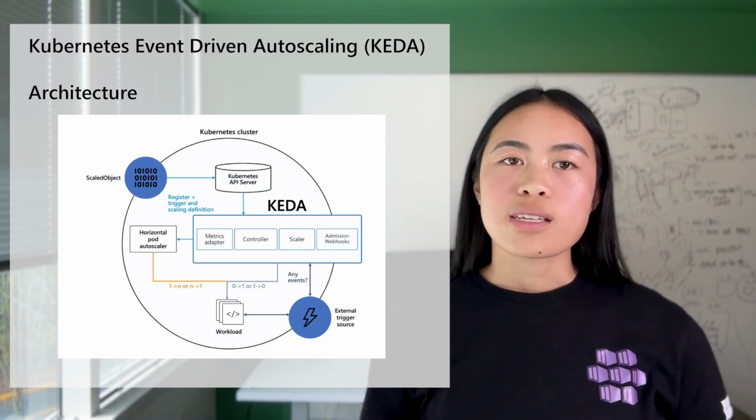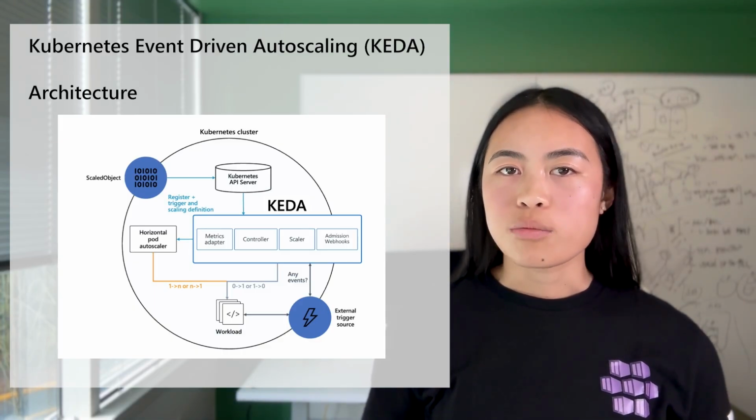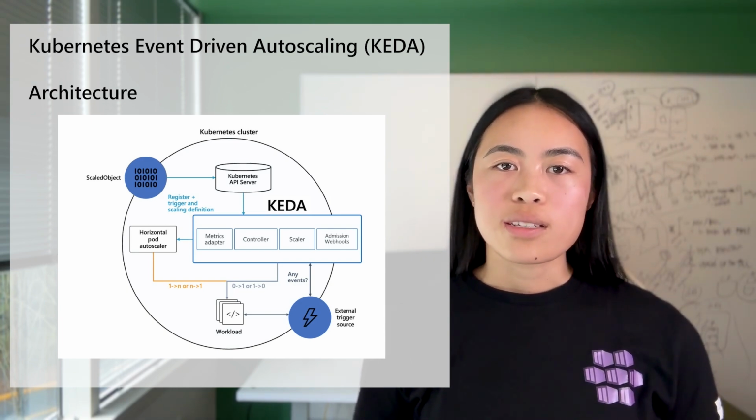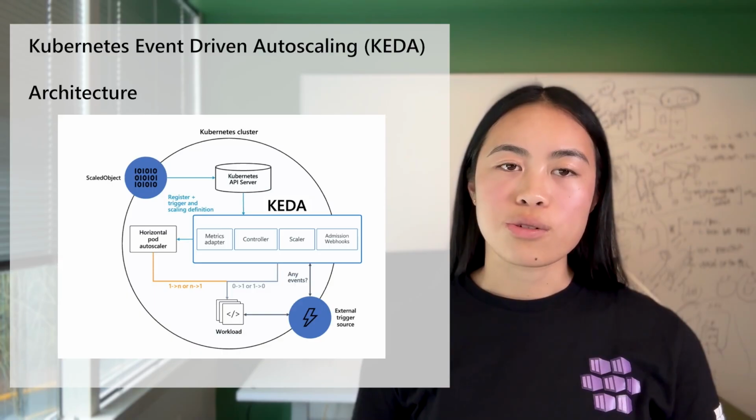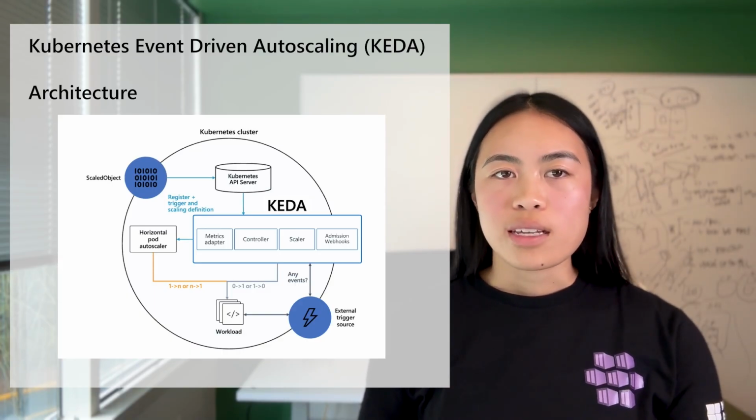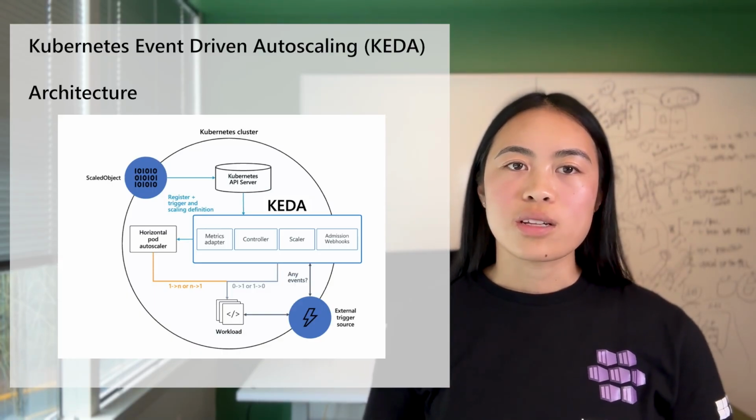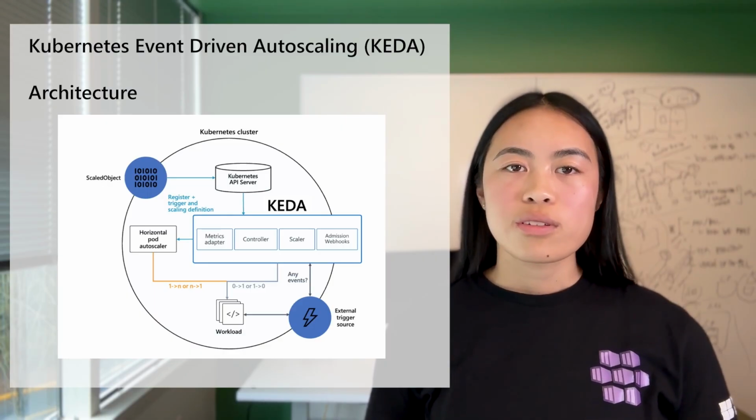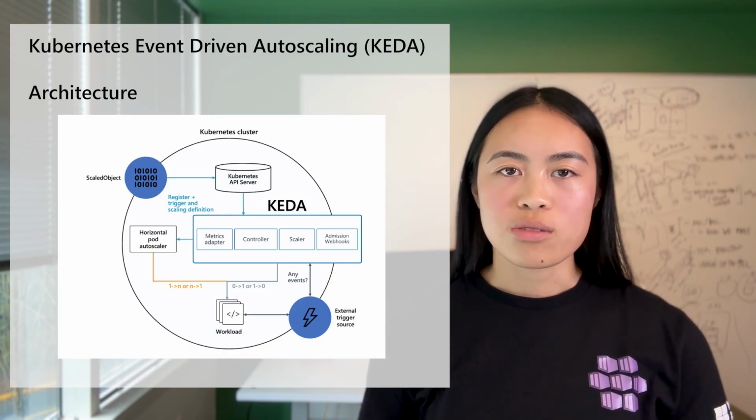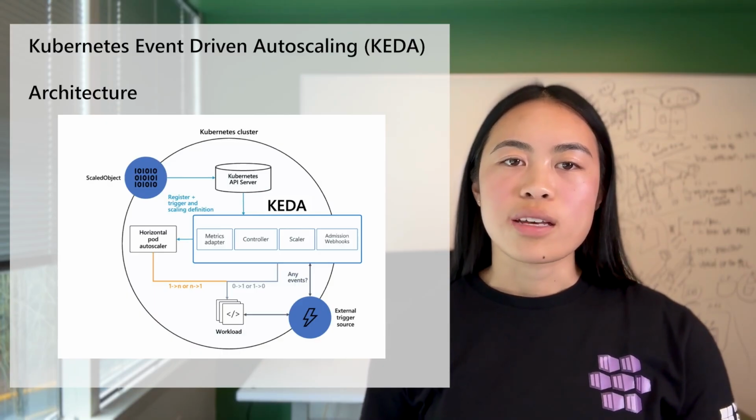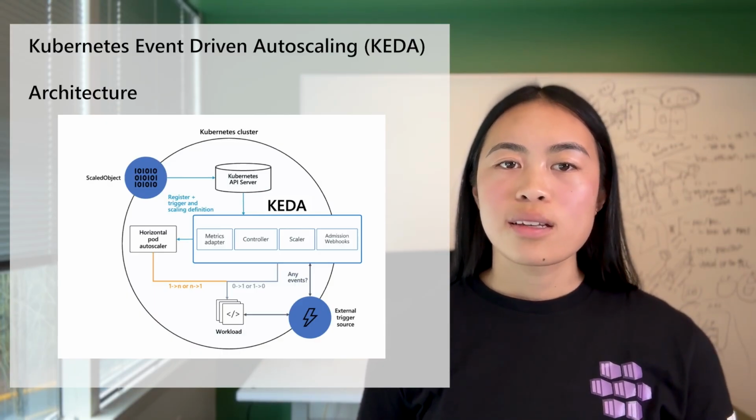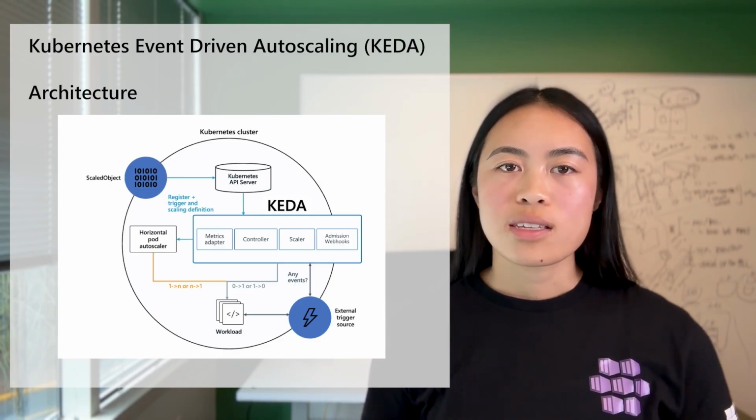KEDA then uses a scale controller to monitor all the scaled objects. And when a scaling action is needed, KEDA creates an HPA and feeds the metrics to scale your objects through it. KEDA provides an incredible amount of flexibility to scale not just deployments, but also stateful sets, jobs, or any custom resource you define. By leveraging KEDA, you can ensure your applications scale efficiently based on demand, leading to significant cost savings and optimized resource usage.